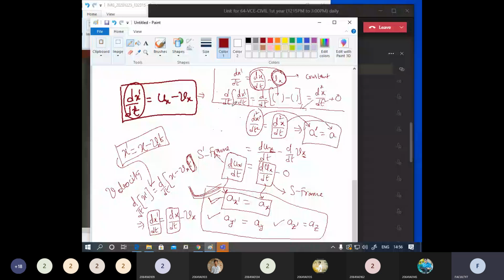We started with the x here. We started with this, converted it to velocity, and thereafter converted it into the acceleration just by differentiating with respect to time.